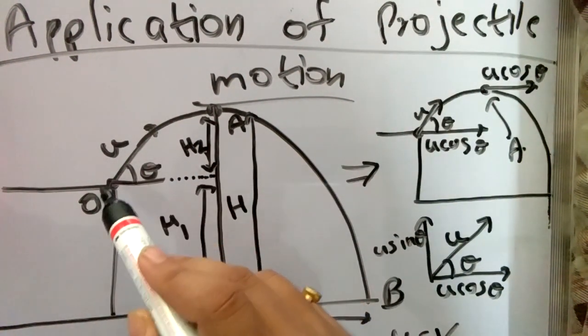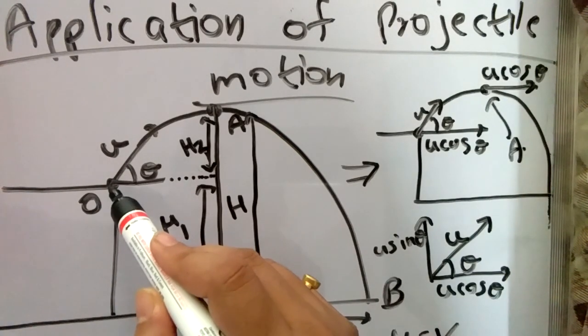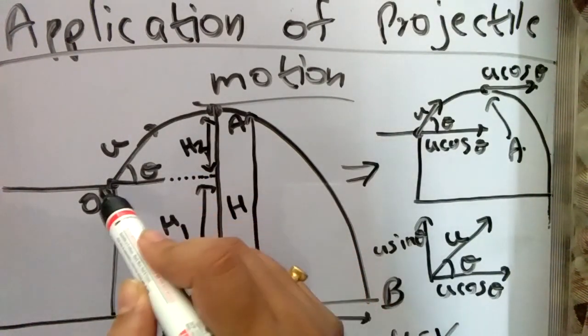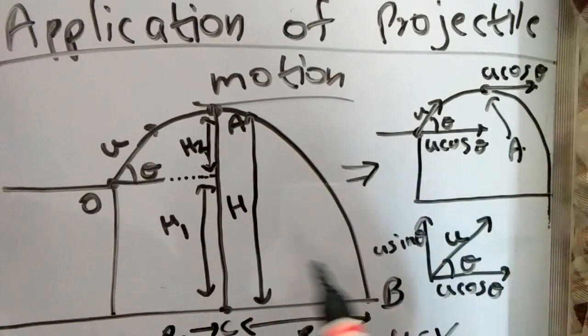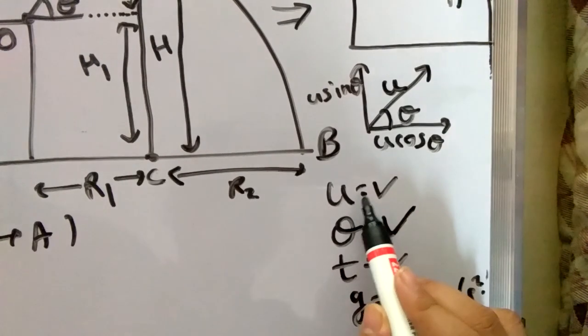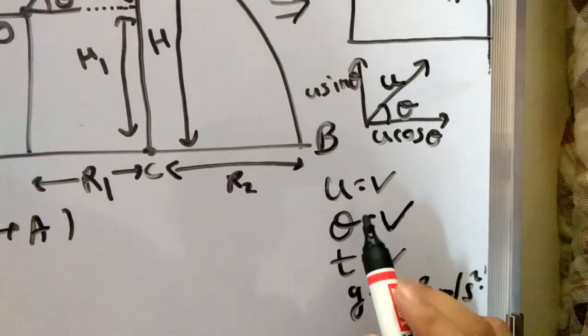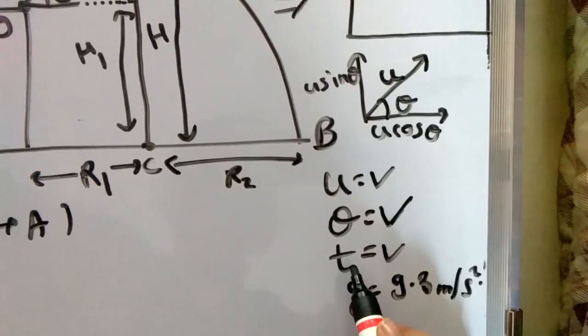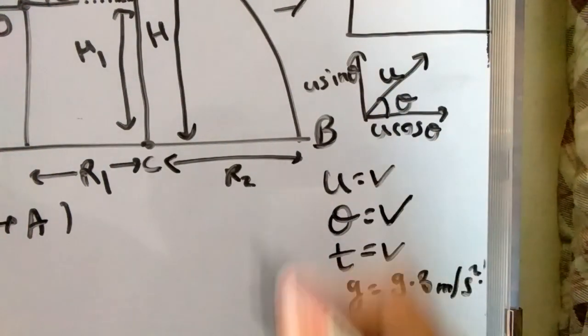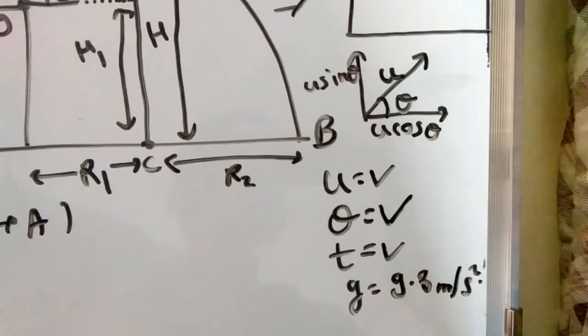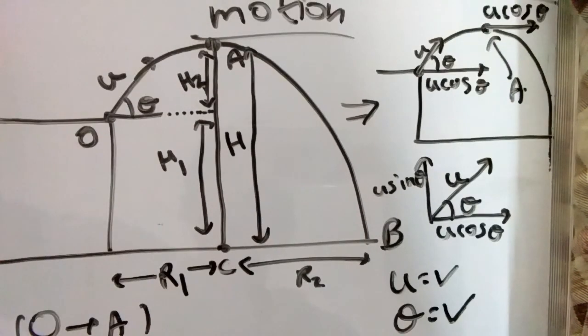In this figure we have the mass which we throw at the velocity u making angle theta with horizontal, and it goes from O to A and A to B. What we know is u, which is the speed of that mass, theta, which is the angle it makes with horizontal, the total time t, and g's value is 9.8. Based on this given data, we will calculate the range and height of the cliff.